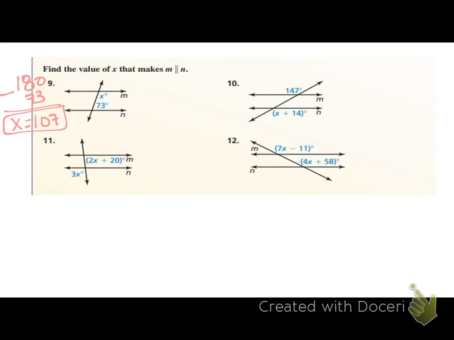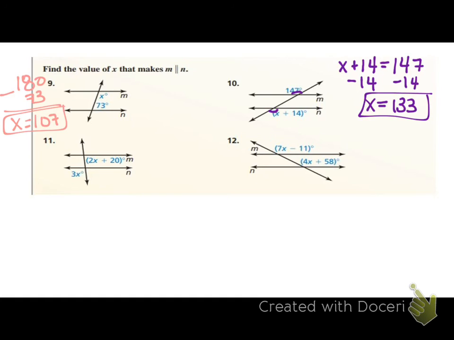Number 10, what relationship do these two angles have? They're alternate exterior. What do alternate exterior angles have to be in order for the lines to be parallel? Congruent. So x plus 14 has to equal 147. Subtract 14. And x equals 133.